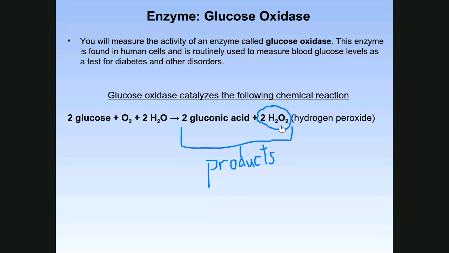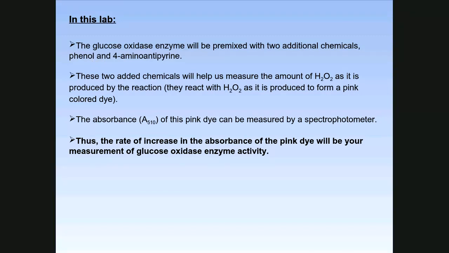Now, how is this? Scientists discovered that in solution, if you take these 3 reactants, including the substrate glucose, and you take this enzyme, glucose oxidase, and you combine them together with the addition of 2 chemicals, known as phenol and 4-amino-antipyrine, then when hydrogen peroxide is produced by glucose oxidase, the hydrogen peroxide will react with these two chemicals, creating a pink color.